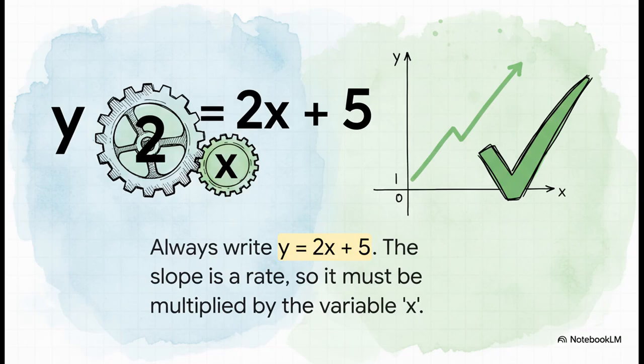So here is the key takeaway, the one thing you have to remember. The slope, our m value, is a rate. It always needs that x right next to it to show that it's changing. The x is its partner. It's what gives the line its tilt, so don't ever forget it.